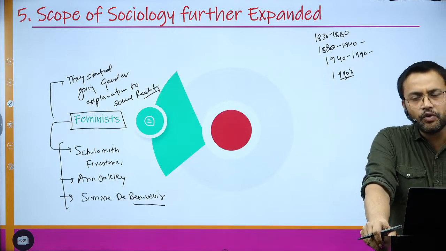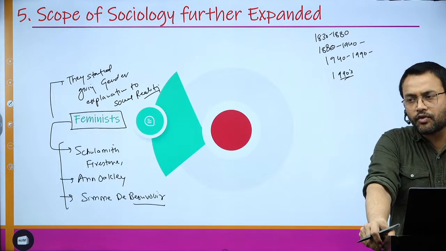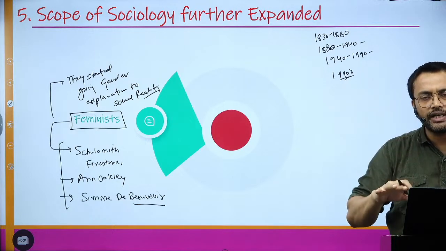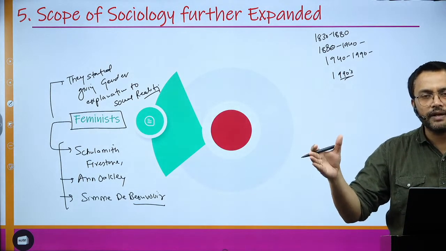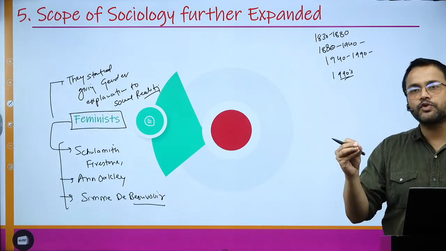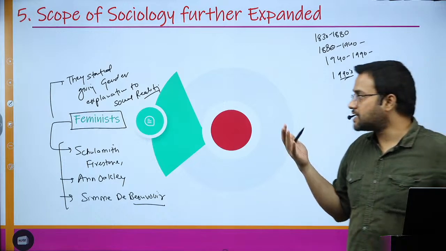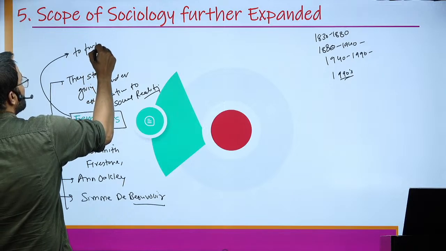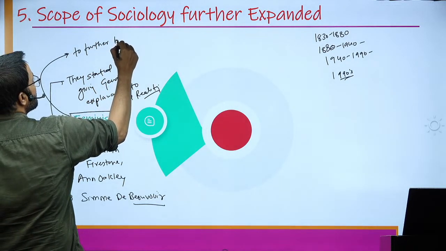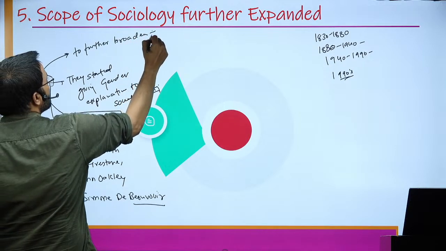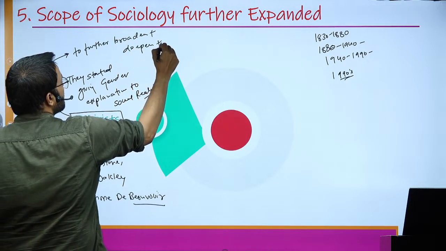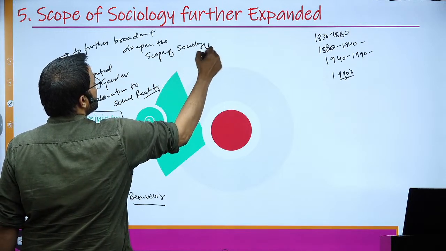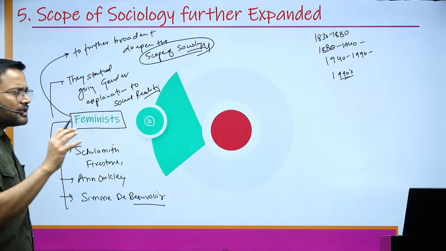And thus, if you look into society from a particular perspective, from a particular prism, and you focus that we need to restore gender equality where women are treated as equal to men, so this means what? The scope of sociology further deepens and expands. So feminists helped to further broaden and deepen the scope of sociology. Because earlier, the sociologists were only focusing upon the issues that were prevalent in society.